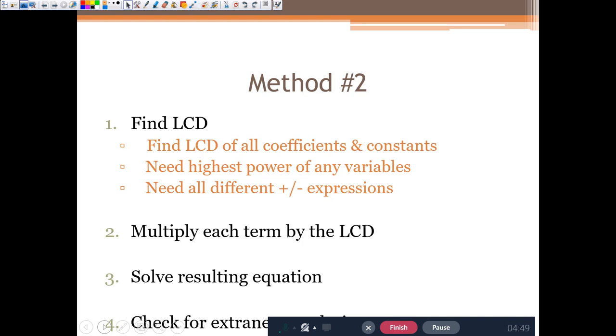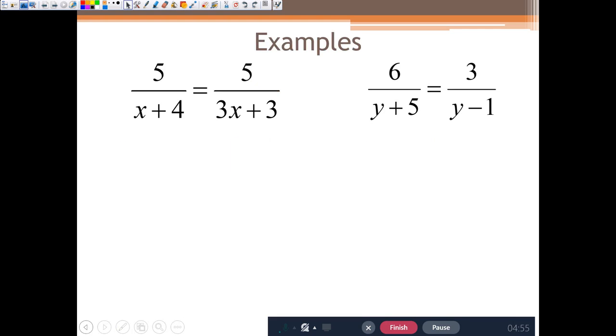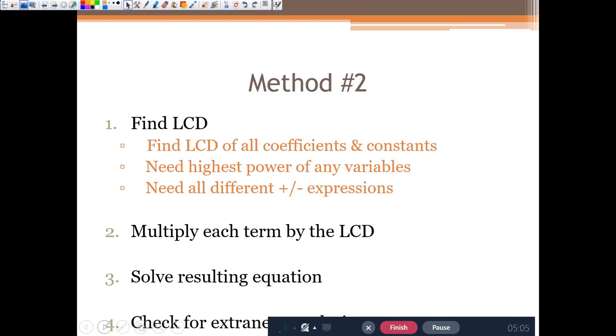So it needs to have all different plus or minus expressions. So for example, here, if this was on the bottom of one of my equations, I would have to have x plus 4 as my least common denominator. So, after we identify the least common denominator, we are going to multiply each term by the least common denominator.